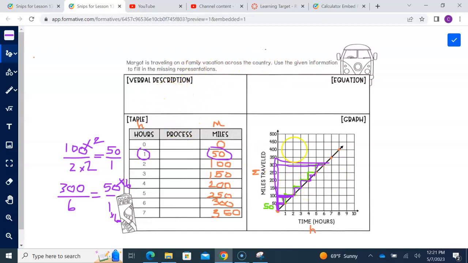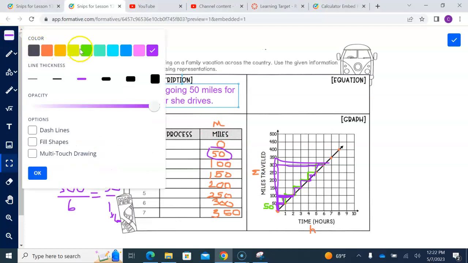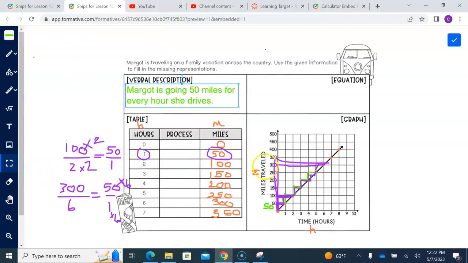So our verbal description is saying, hey, how can you describe what's happening in this graph, in this ratio? So the verbal description would be, Margot is going 50 miles for every 1 hour she drives. It's your unit rate, and you're just putting the units on those numbers to see what it is. In this case, it's 50 miles to every hour. It's your stair step. It's your unit rate.